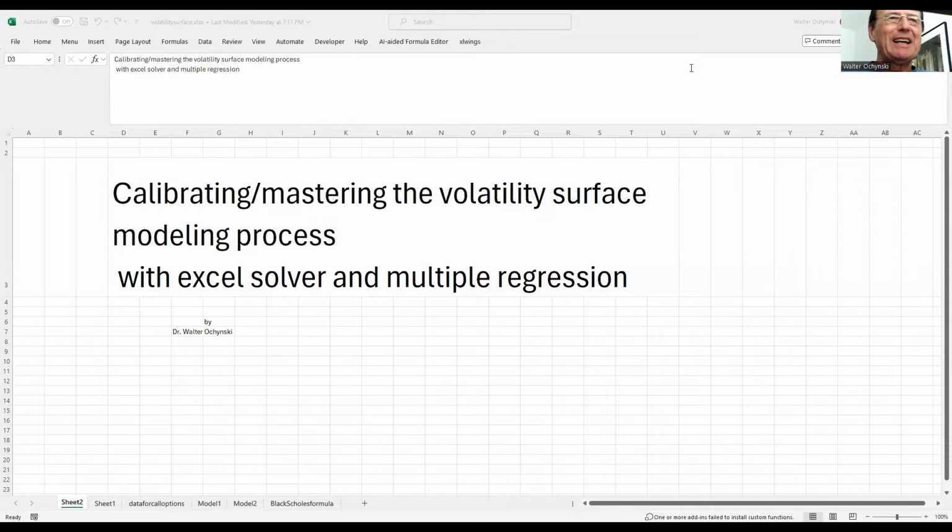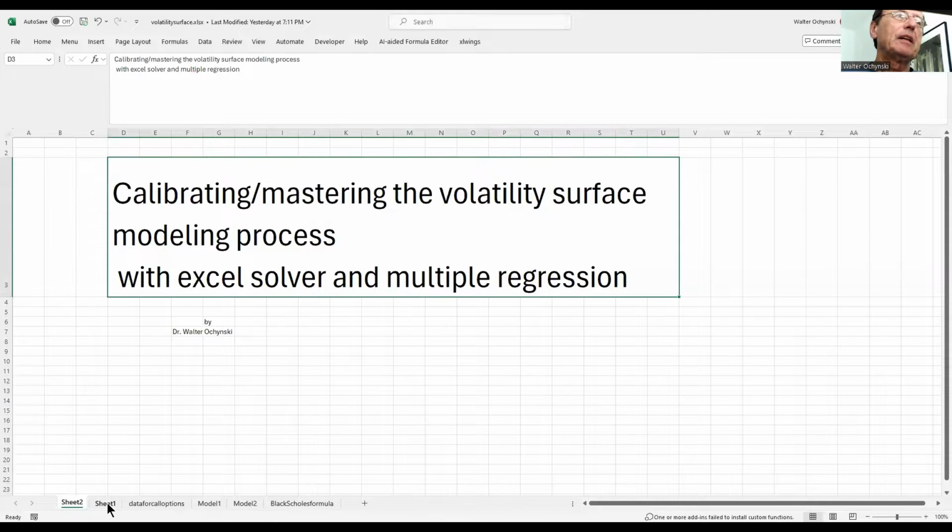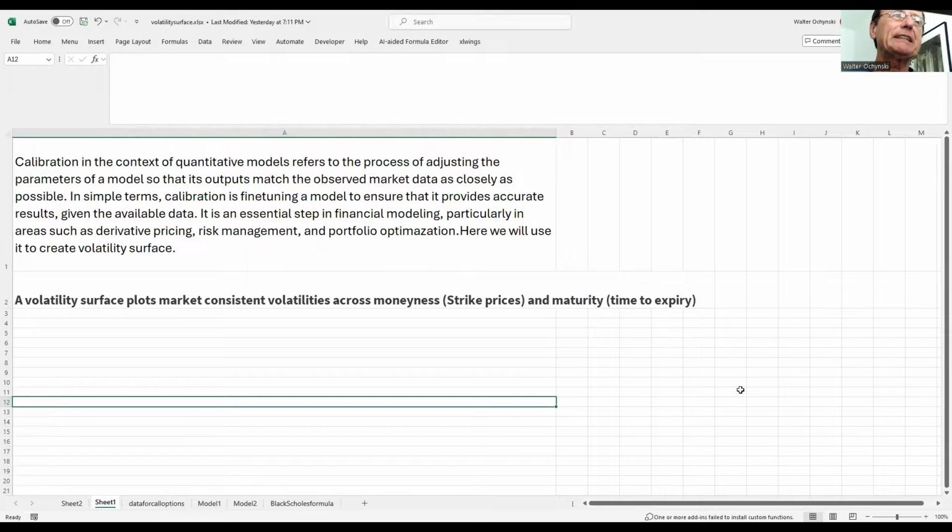Hello, everybody. I would like to present today how we can calibrate the volatility surface on Excel using Solver and multiple regression. With Excel, you can beautifully create a surface plot using consistent volatilities across moneyness and maturity. In order to do it, what we need first is some data.